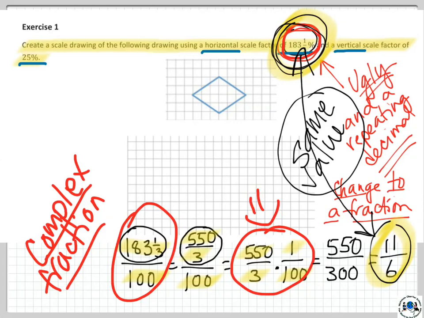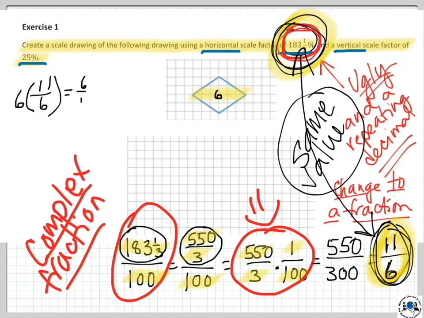All right, so let's move on. I may have made a mess and gotten in the way of some things, but okay. So what I've done here is I've gone ahead and measured the horizontal width of my diamond, and it is 6. I need to apply now my horizontal scale factor, which is 11 over 6, and we're going to use this one down here, which is the same as the 183 1/3%.